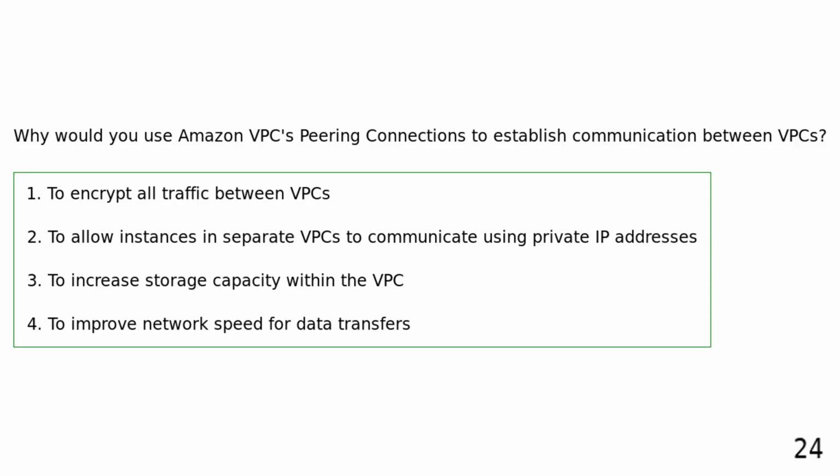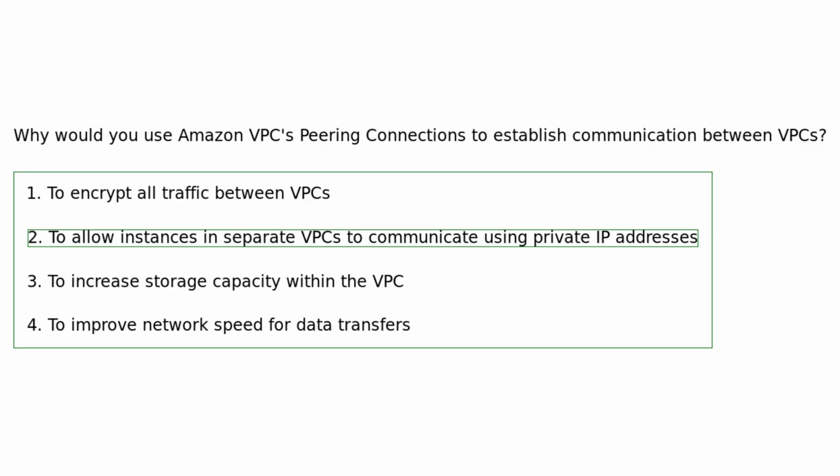Why would you use Amazon VPC's peering connections to establish communication between VPCs? To encrypt all traffic between VPCs. To allow instances in separate VPCs to communicate using private IP addresses. To increase storage capacity within the VPC. To improve network speed for data transfers.